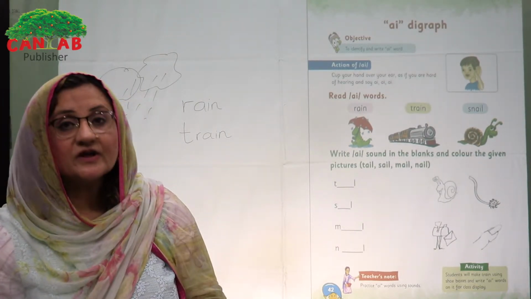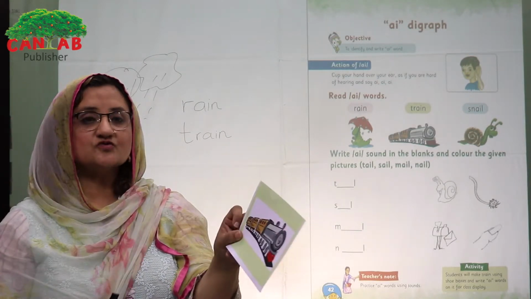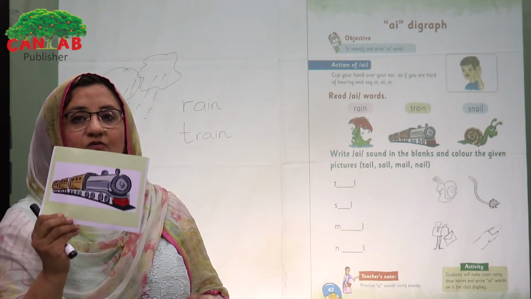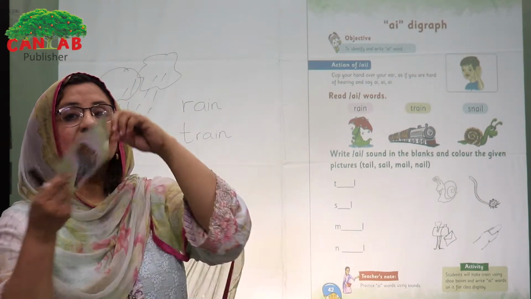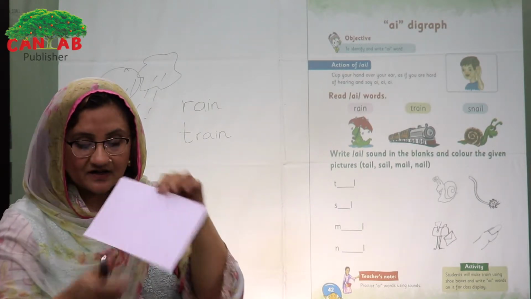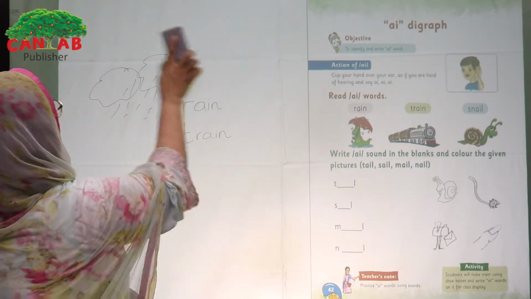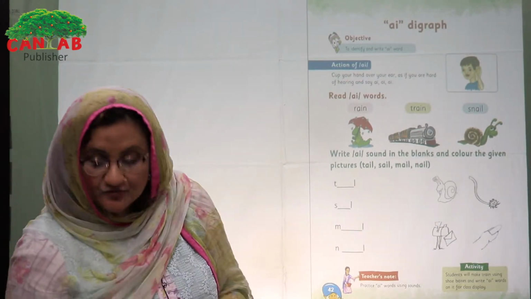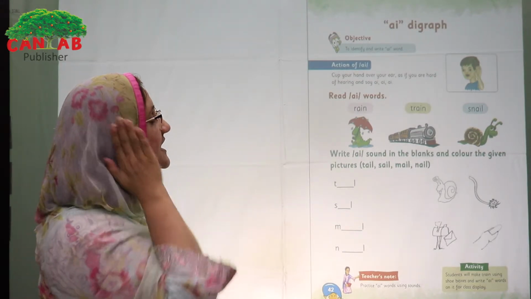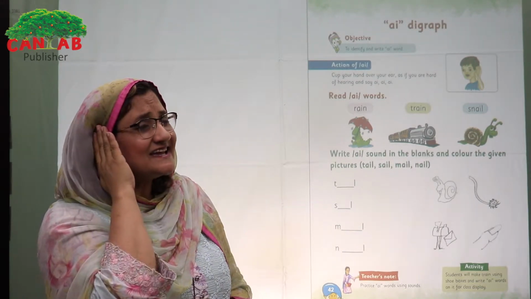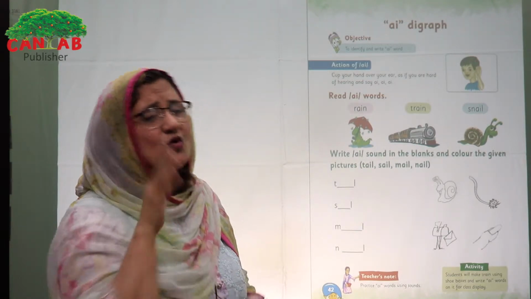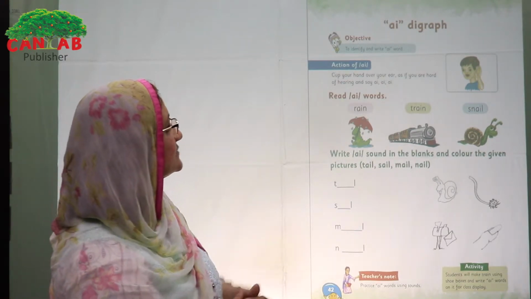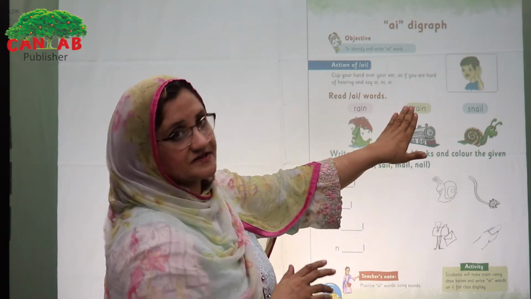Now you can redistribute flashcards among your students and encourage them to look at the flashcard and try to write down the name of the picture or the object at the back of the flashcard. After this, you can invite them to open their books. Firstly, you have to cup your hand over your ear as if you are hard of hearing and say, A. You may show them that you are feeling pain. After this, invite them to read all the A words.